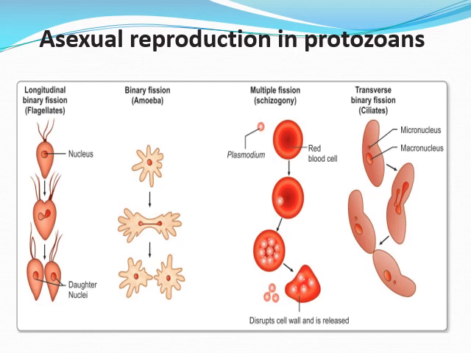The second asexual reproduction is multiple fission or schizogony. This occurs in Plasmodium, which exhibits schizogony in which the nucleus undergoes several successive divisions within the schizont to produce a large number of merozoites.